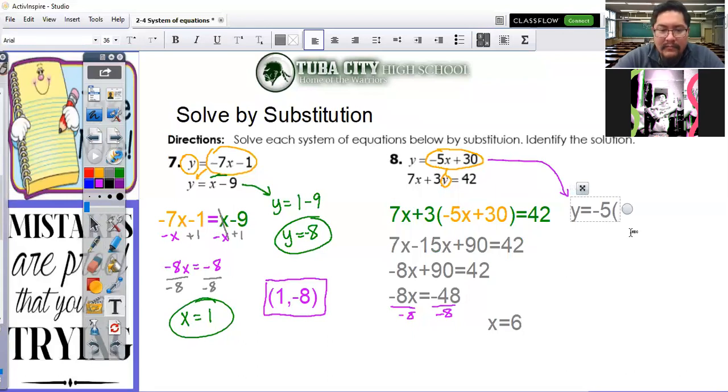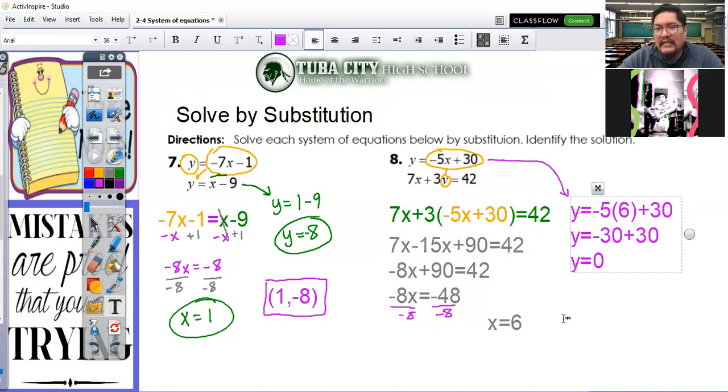So -5x, but we know x is now 6. So I'm going to plug in 6 for x. And now I'm going to go ahead and use just the basic evaluation. So -5 times 6 is going to be -30 plus 30. And it looks like y is going to be equal to 0.